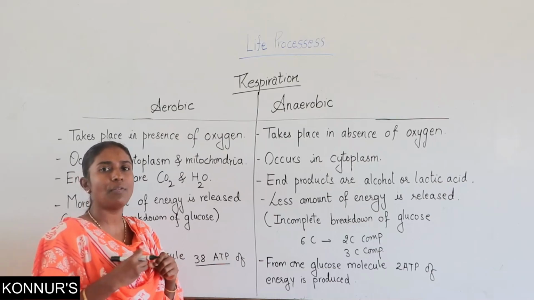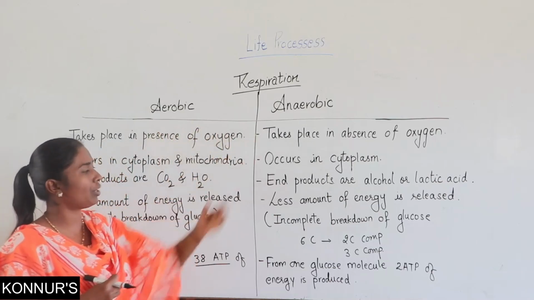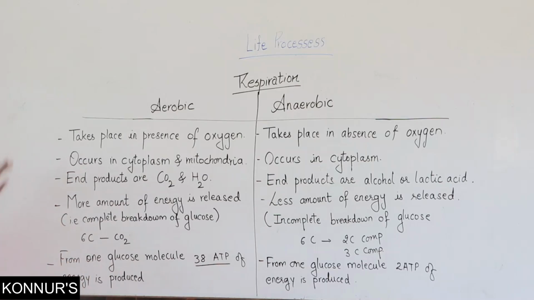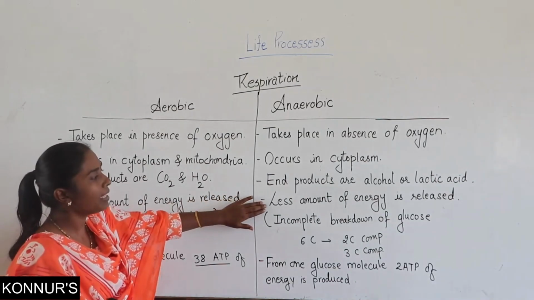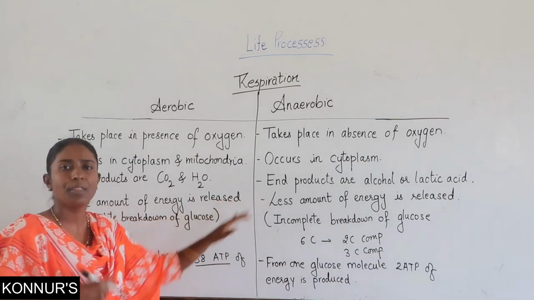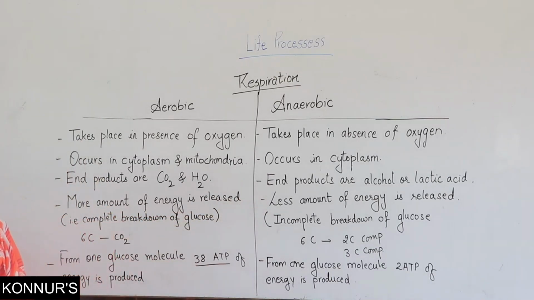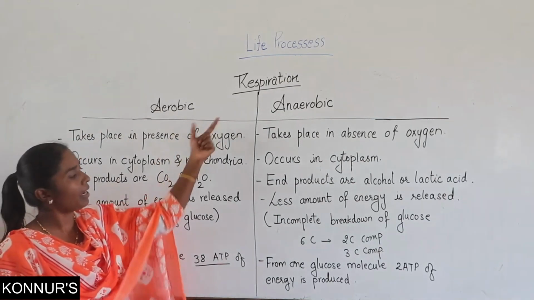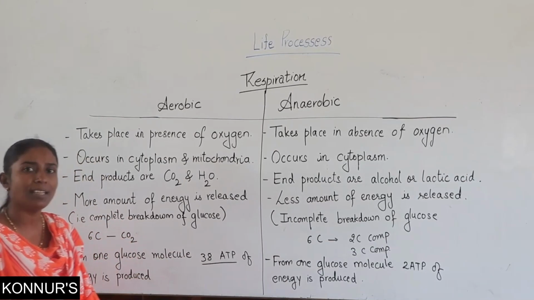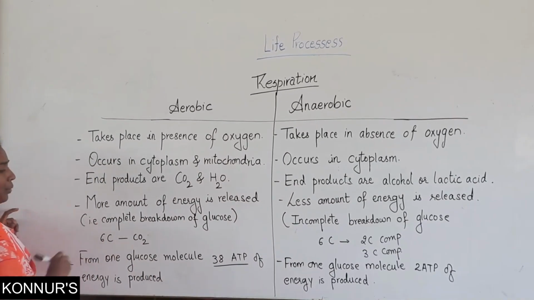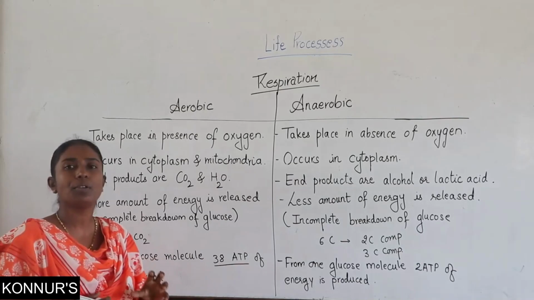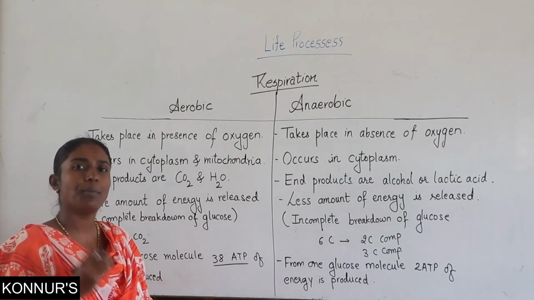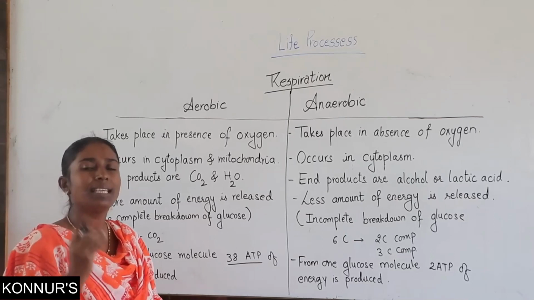But there is a difference in the level of energy produced in aerobic and anaerobic respiration. In aerobic respiration, a more amount of energy is released, whereas in anaerobic respiration, less energy is released. Now the next question may come, why is it so? We know that energy is released because of glucose. If you see the formula of glucose, it consists of 6 carbons.